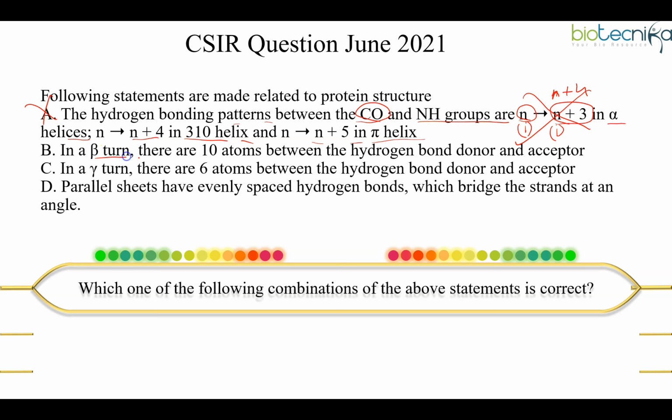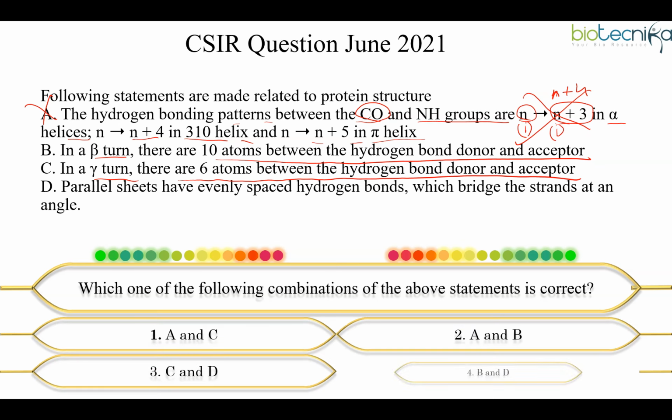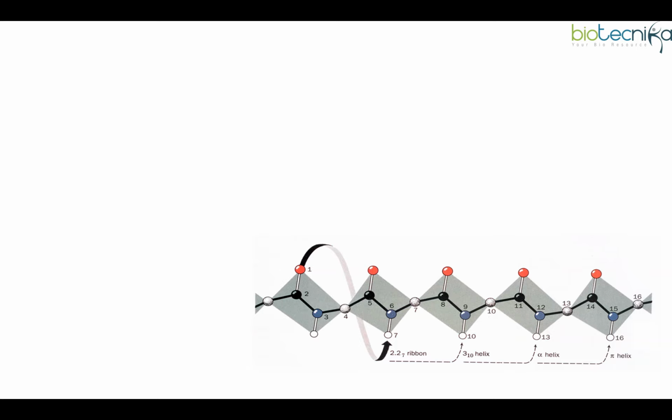Now in a beta turn, there are 10 atoms between the hydrogen bond donor and acceptor. In a gamma turn, there are 6 atoms between the donor and acceptor. So let me tell you this concept about the turns. See, this is a stretch of amino acids. This is the ith residue, this is I plus 1, this is I plus 2, because these are the planar peptide planes, in between which the C alpha atoms are present. Likewise this is I plus 3, this is I plus 4 and this is I plus 5.